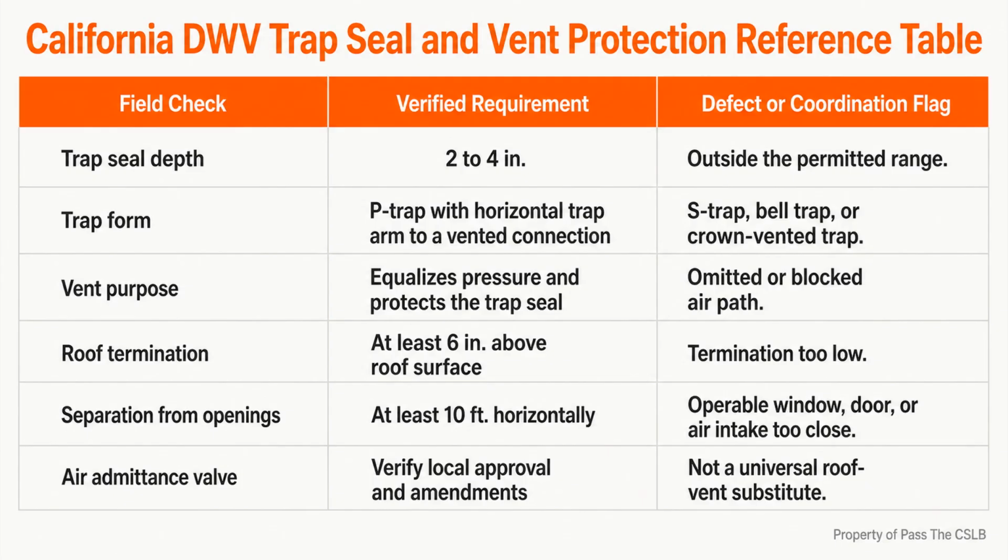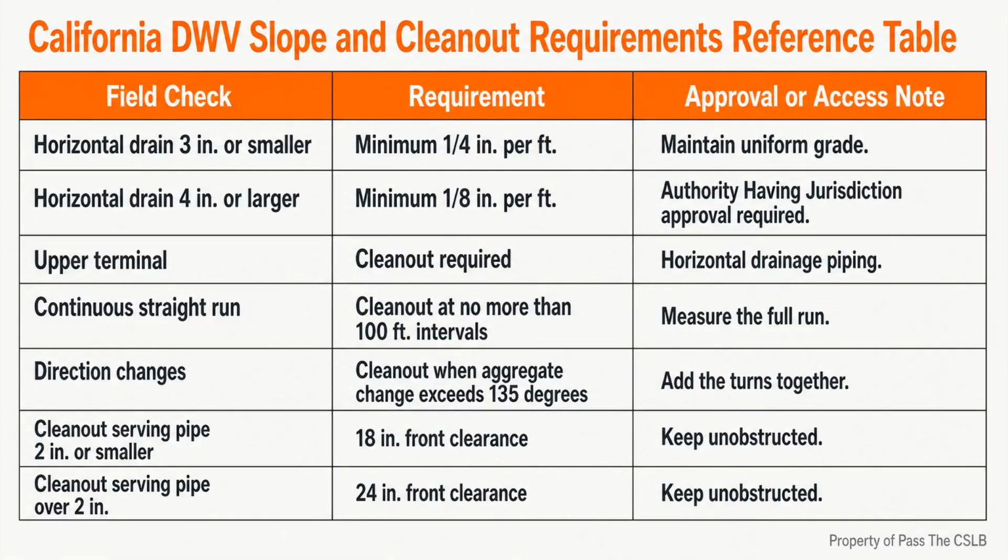I am not asking you to perform fixture unit sizing or advanced vent calculations here. I am asking you to recognize whether the installed branch drain follows the verified size, route, and grade. The slope and cleanout reference table shows the numbers that are easy to mix up. Small horizontal drains use the 1/4 inch per foot minimum. The 1/8 inch per foot option belongs to pipe 4 inches or larger and still depends on local approval.